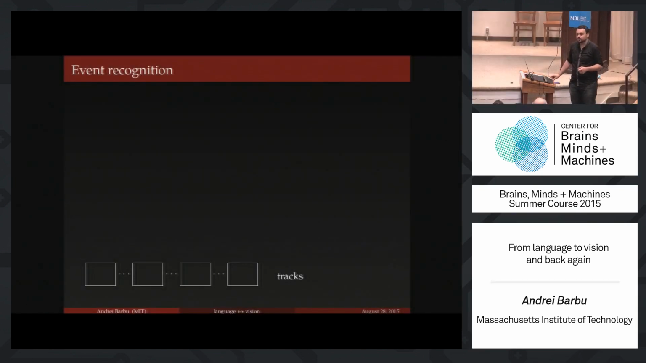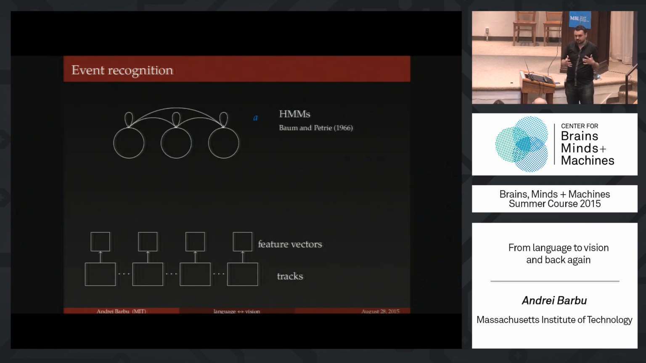So what we have are tracks. We know how the objects moved in these videos. We get out some feature vectors from our tracks, and what we need to do is decide what these feature vectors are actually doing. Is the person riding that skateboard? The way we're going to do this is using hidden Markov models. Hidden Markov models are really simple. All they assume is that there's a model of the world that follows a particular kind of dynamics.